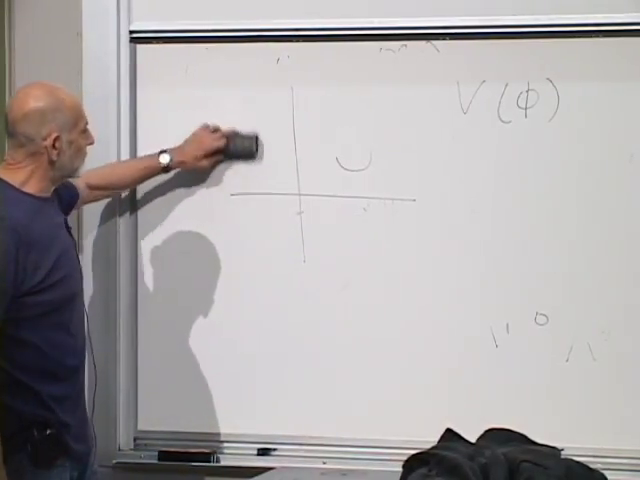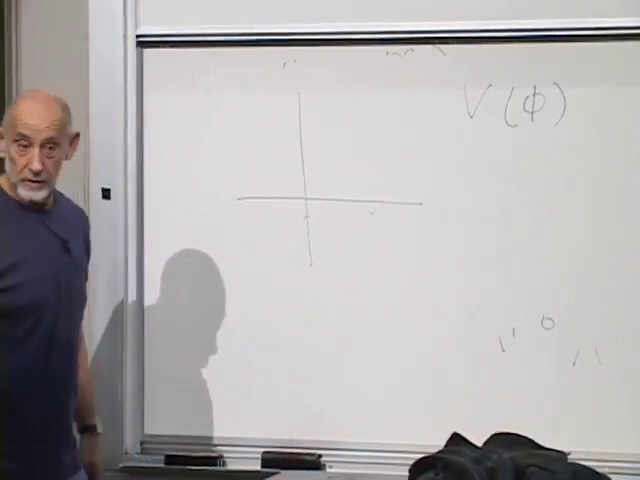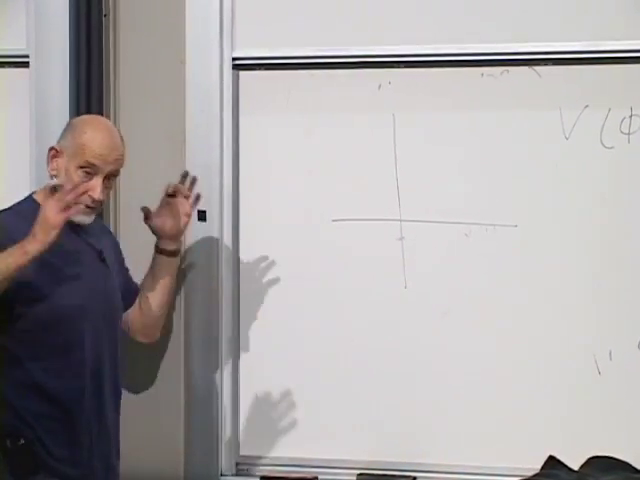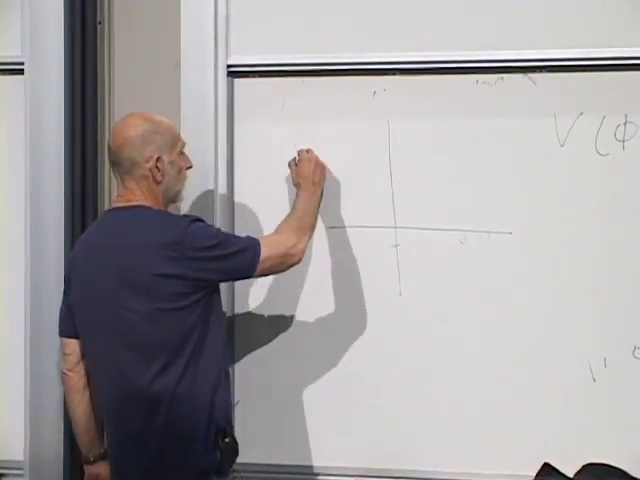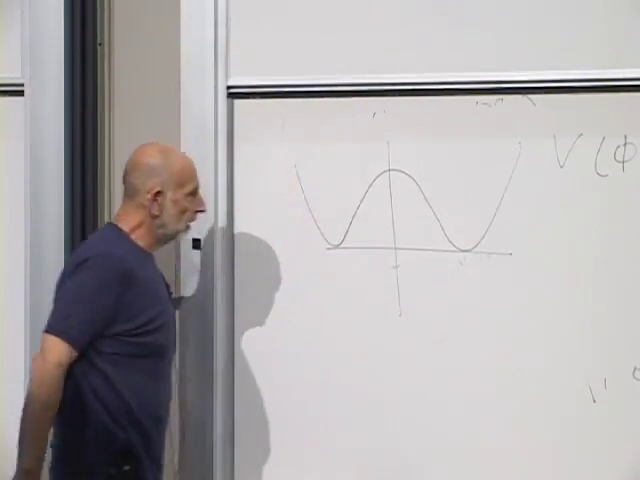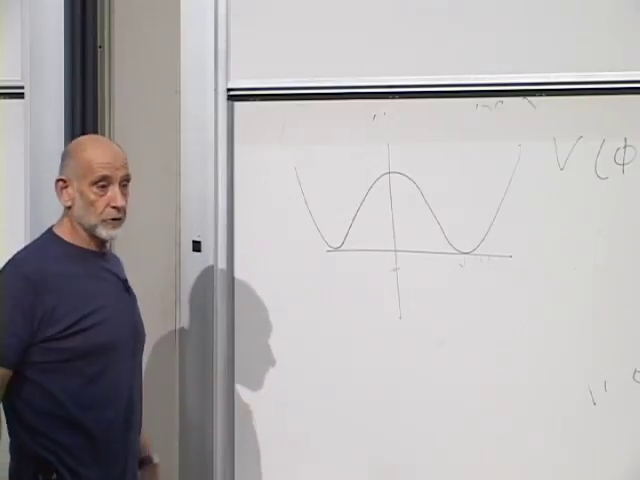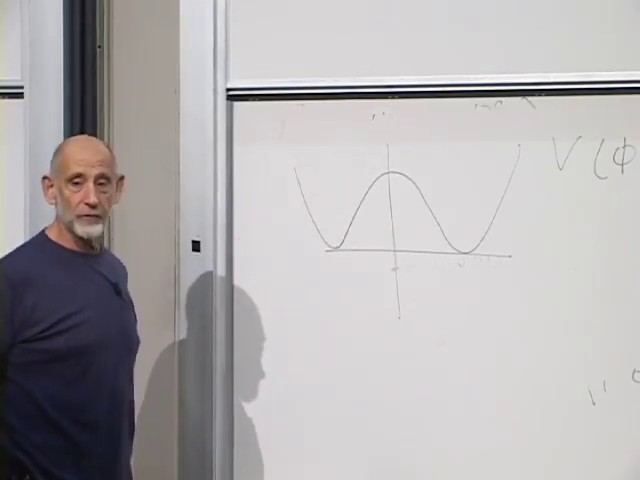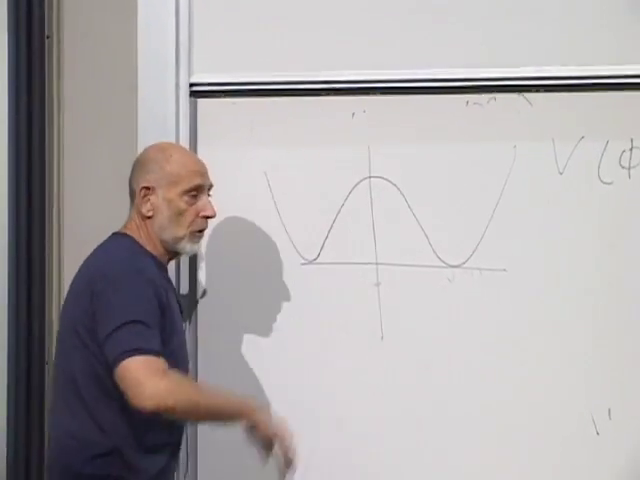Now, for whatever reason, and the reasons are still not completely settled, V of phi is a function which looks like this. Why that is so, as I said, nobody really knows why it's so, but you pick a function, one function is as good as another. It has to be symmetric, but that's all.